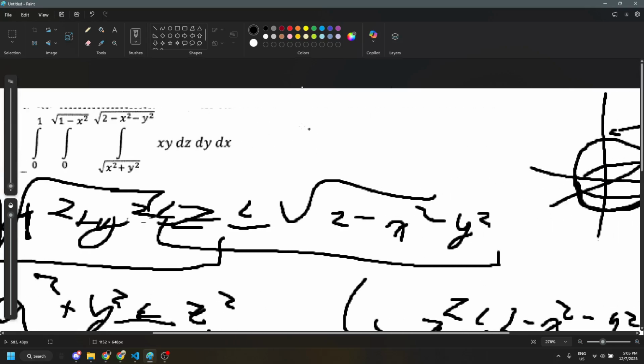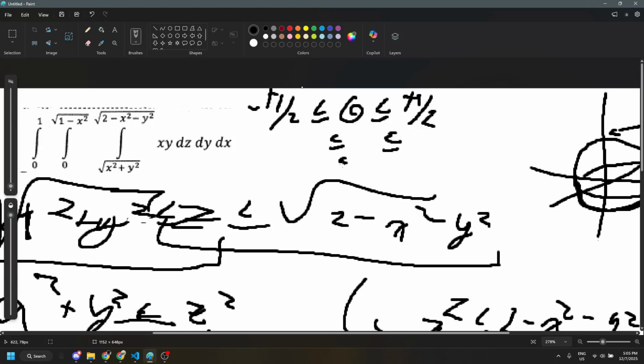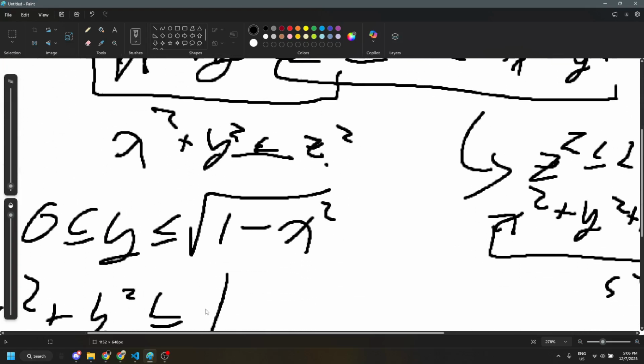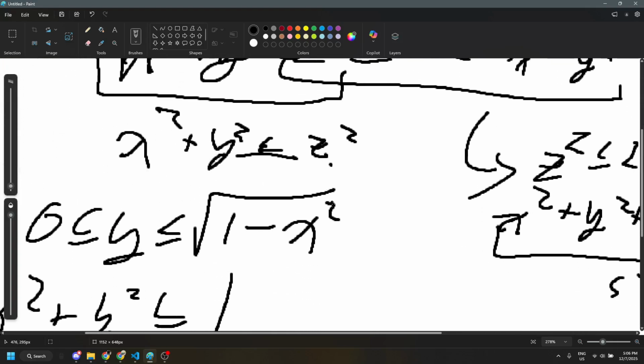So just setting up this triple integral, we have negative pi over 2 is less than or equal to theta, which is less than or equal to pi over 2. Then we have something less than or equal to something, less than or equal to something. Here we have rho, and here we have phi. Now let's figure out what this is. I delayed figuring this out.